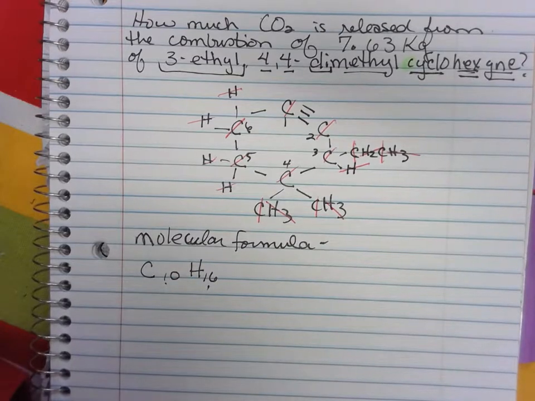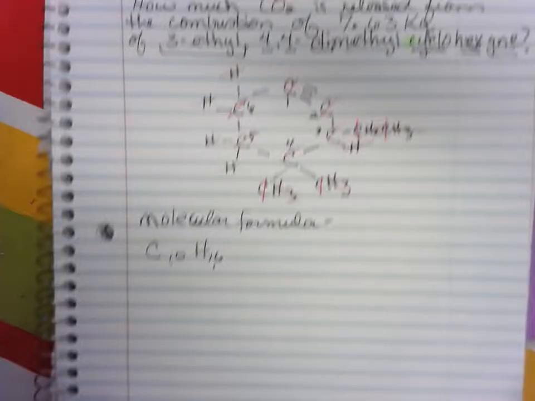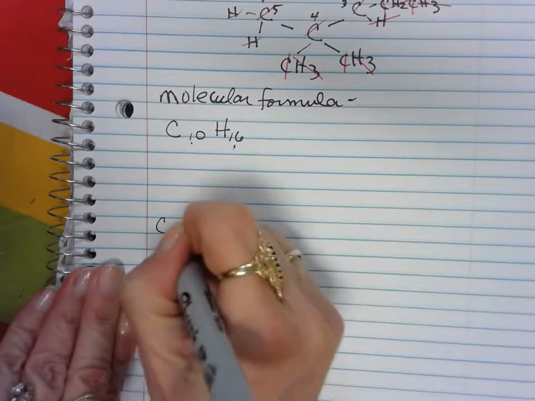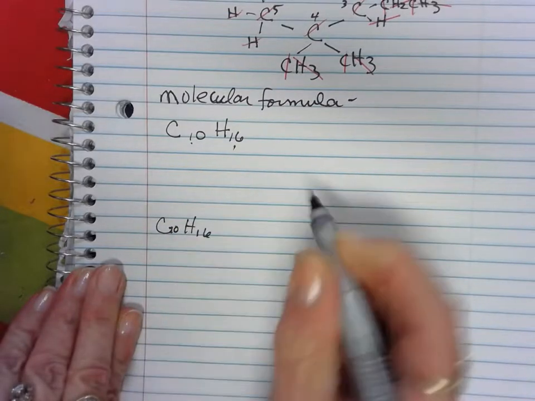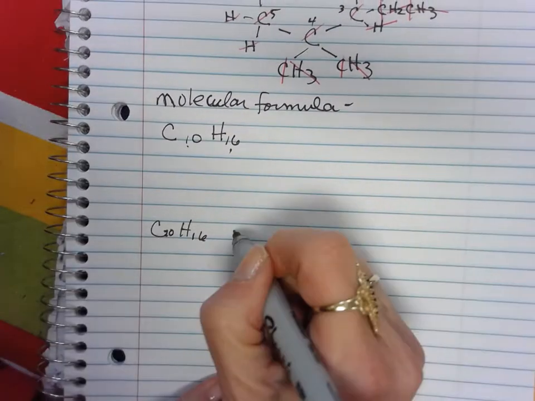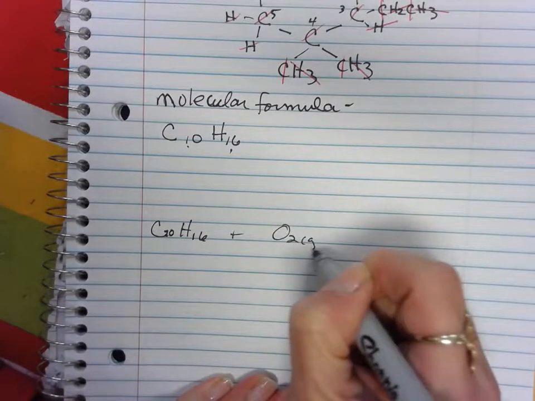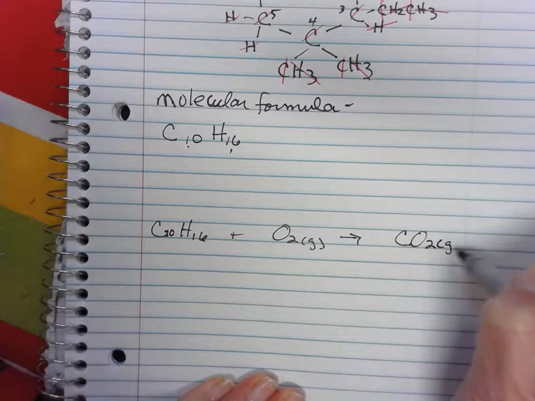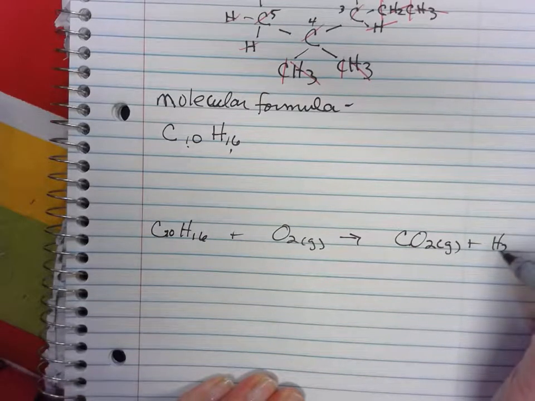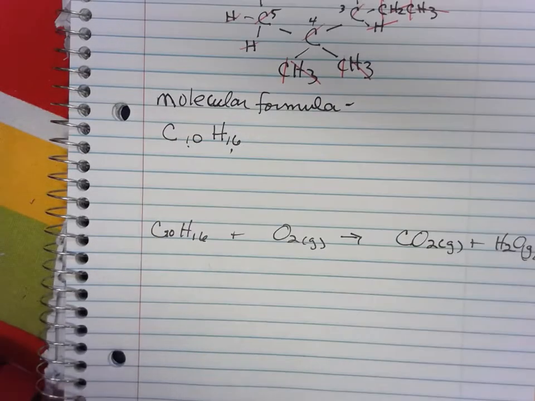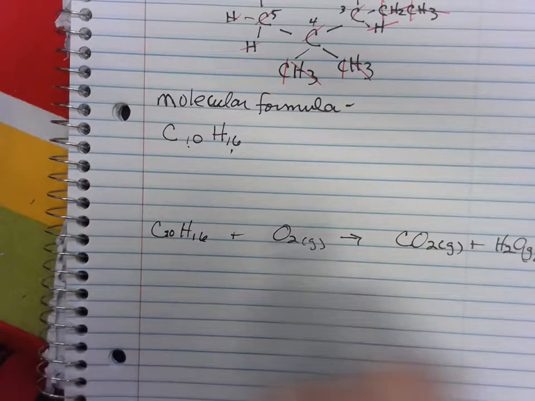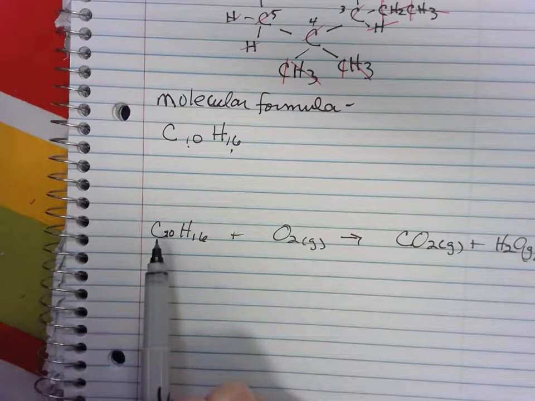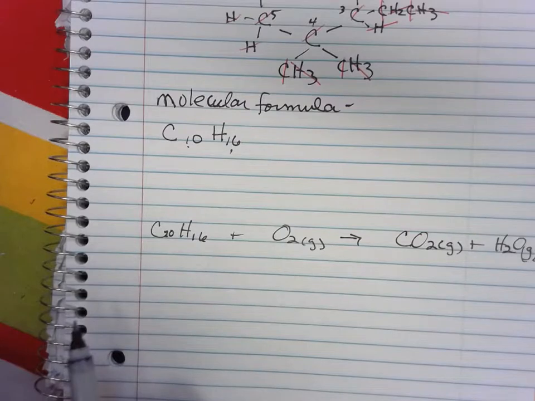Step 3 is to put this into a combustion equation. So remember, I'm going to leave myself some room here. C10H16, any fuel at all, is going to need oxygen, and it is, assuming complete combustion, going to give us carbon dioxide and water vapor. Now, at this point, I need to balance my equation. Remember, start with your carbons, then do your hydrogens.